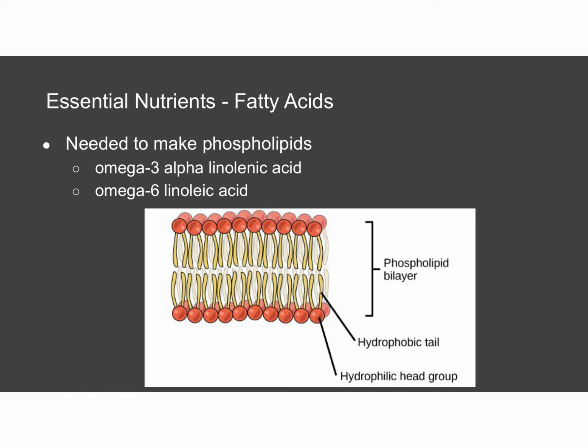So, one reason why we need to ingest fatty acids is to make phospholipids. So, if you recall, the cell membrane, which is being shown down here, is a phospholipid bilayer. So, basically, two layers of these phospholipids. And so, each one of these is a single phospholipid. And the head is made up of a phosphate group, but the tails are lipids.